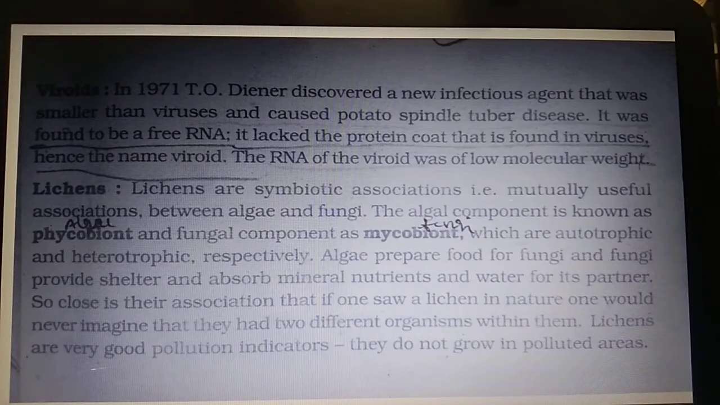Now students, lichens are very good pollution indicators. They do not grow in polluted areas. So students, if there is any polluted area, you will never find lichens over there. This is also something that is very productive in nature. So thank you students. I hope you all would be very clear about all the kingdoms and these unique organisms, the viruses.